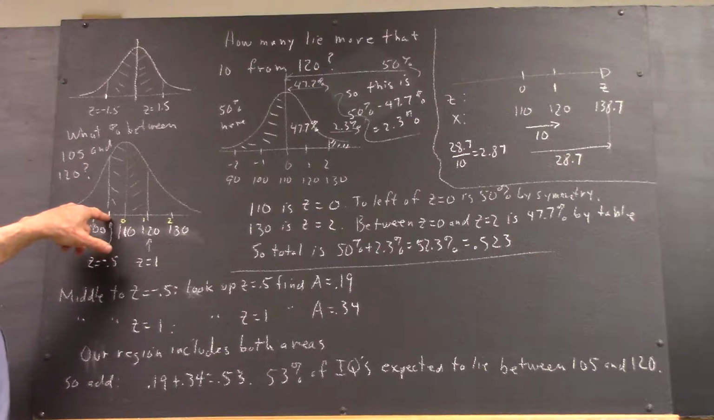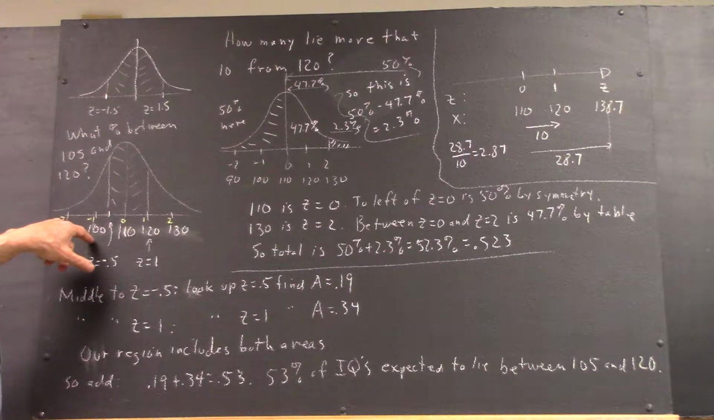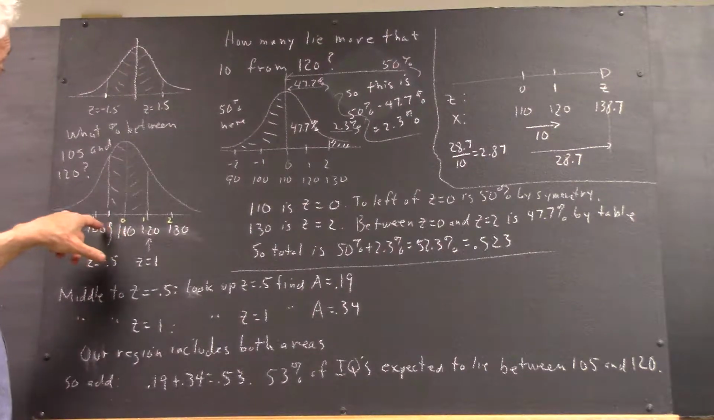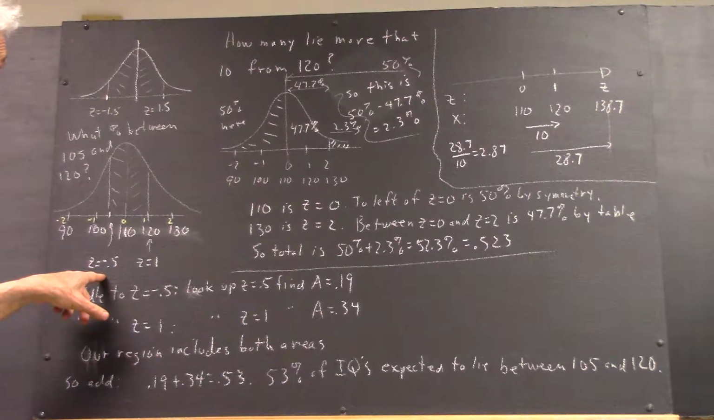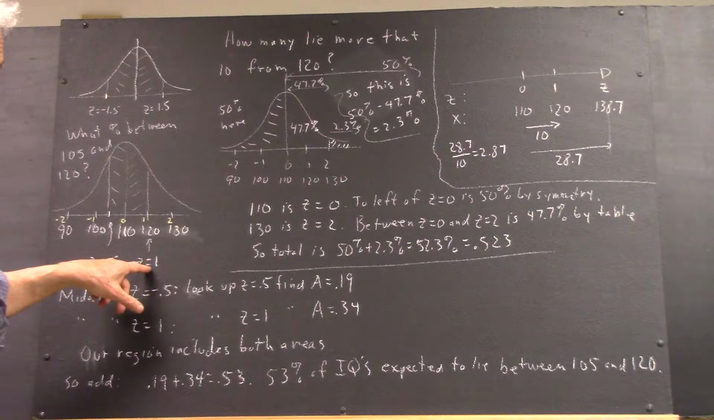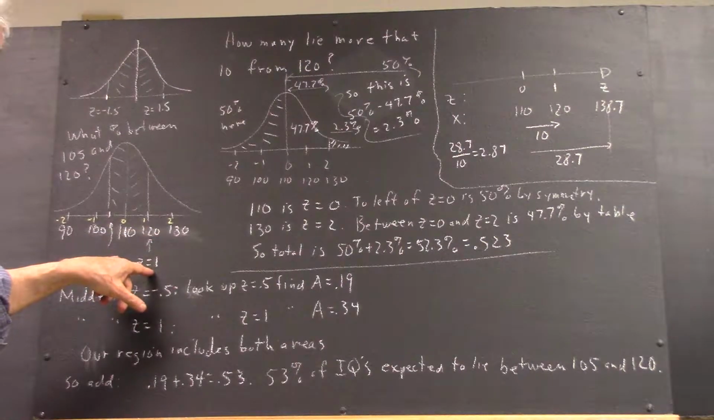Okay, well, 105 then is halfway between 100 and 110, so it's halfway between z equals negative 1 and z equals 1, so that's at z equals negative 0.5. And 120 is at z equals 1.